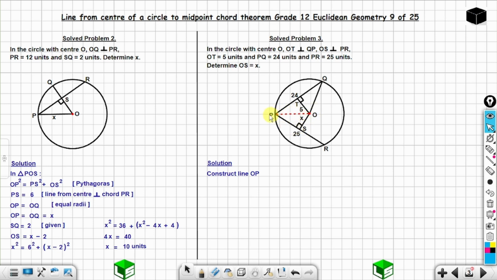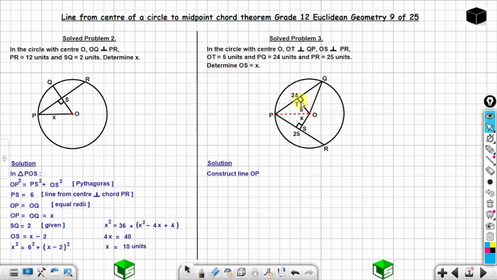You have PS. PS is equal to 12.5, because you have a line from the center perpendicular to the chord PR. 25 divided by 2 gives you 12.5. You need PS and OP so that you can solve for OS. To find OP, you can use this triangle.